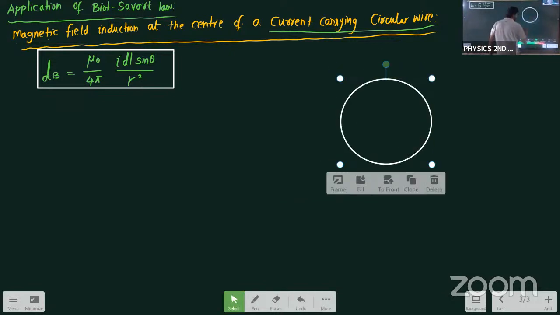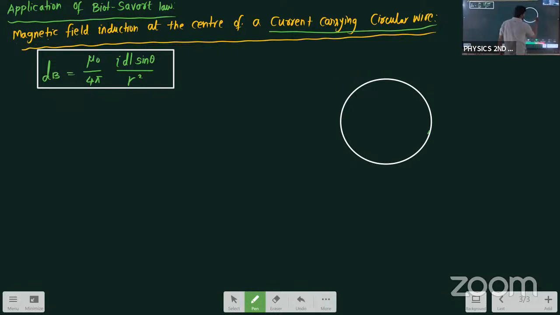Now see here. Current is flowing in some anti-clockwise direction, something like this. Now, we know that by applying right hand thumb rule, we can determine the direction of magnetic field. See here, curling of finger represents the direction of current, and thumb represents the direction of magnetic field.